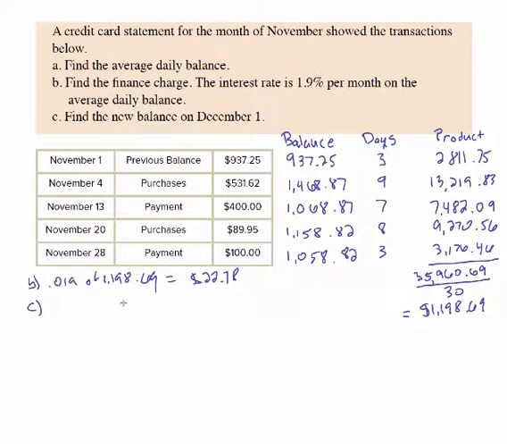And then finally, the new balance. This is the easiest part of the exercise. The balance we had at the end of the month was $1,058.82. That's what the new balance would be at the end of the month without a finance charge. But there's the $22.78 of interest, giving us a final ending balance of $1,081.60.